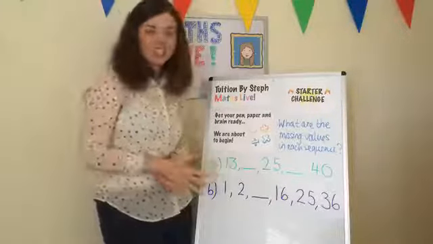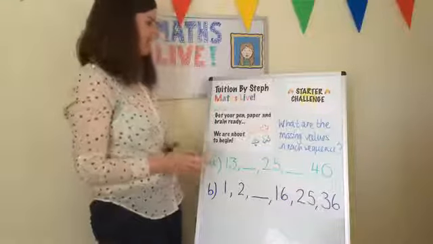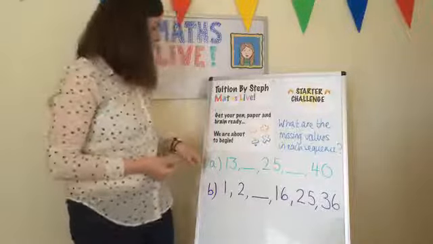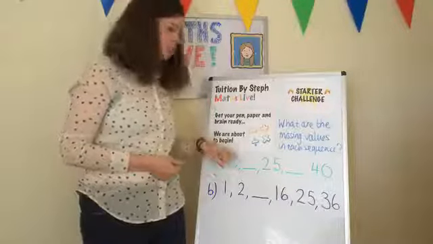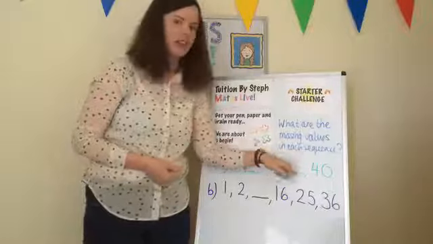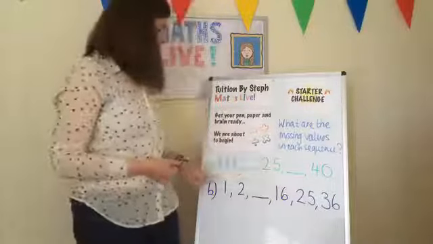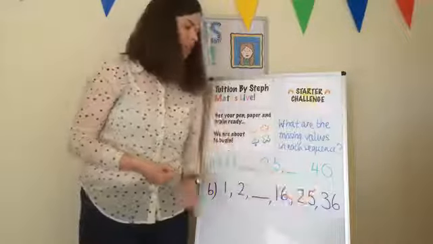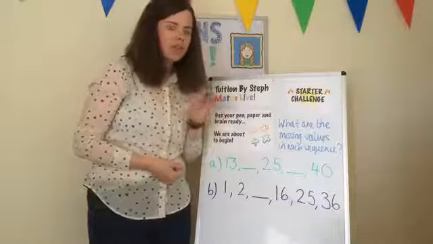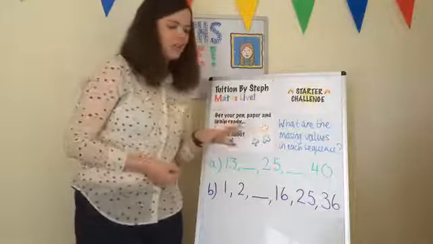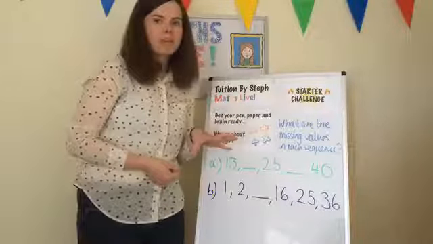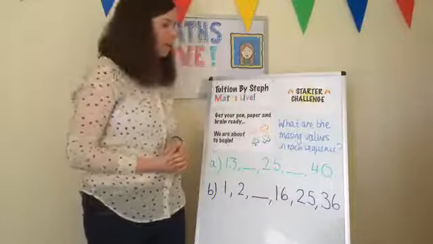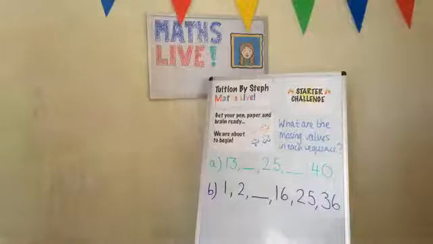Here's your starter challenge for the day. It says, what are the missing values in each sequence? A is 13, something, 25, something, 40, and B is 1, 2, something, 16, 25, 36. Use the same method as yesterday. Think, which numbers have I got, which numbers haven't I? I want to compare them, see how I can work out the missing number. I'll give you about a minute on that, and then we'll have a look.